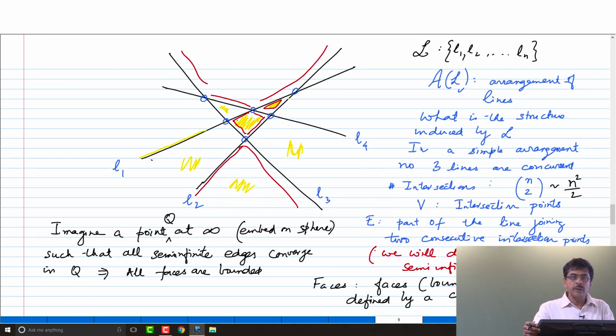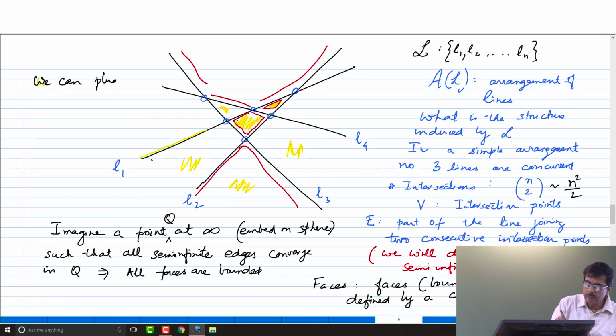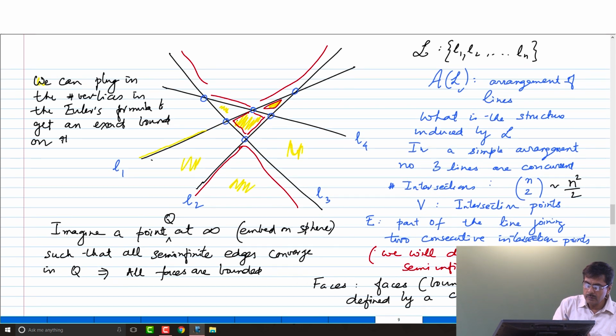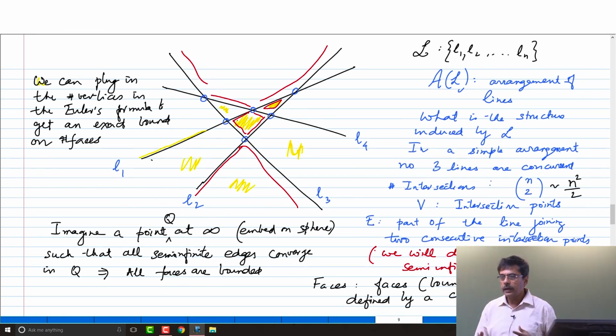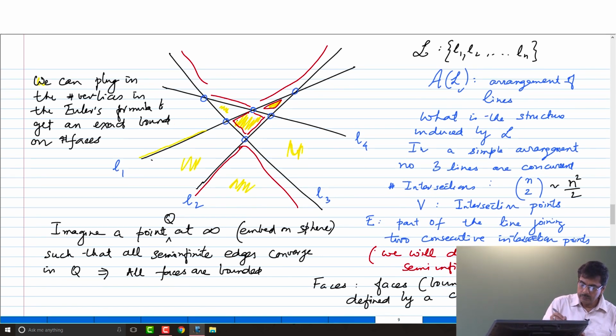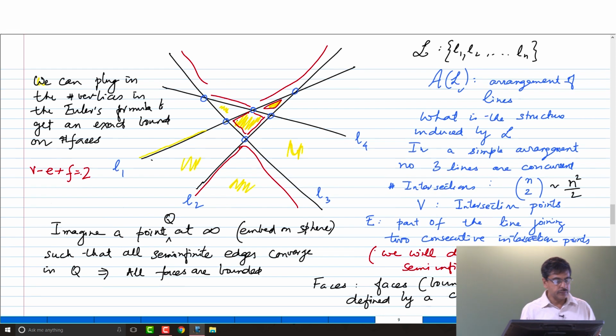Similarly, you can argue about the number of faces. One way is that you can plug in Euler's formula. I have the number of edges, I have the number of vertices, and I use this. If I'm not wrong, it is V minus E plus F equal to 2, right? That's your Euler's formula. Let me just quickly check. Minus 1 plus 1, yeah, right. So I can plug it into this formula and get the number of faces out of it.